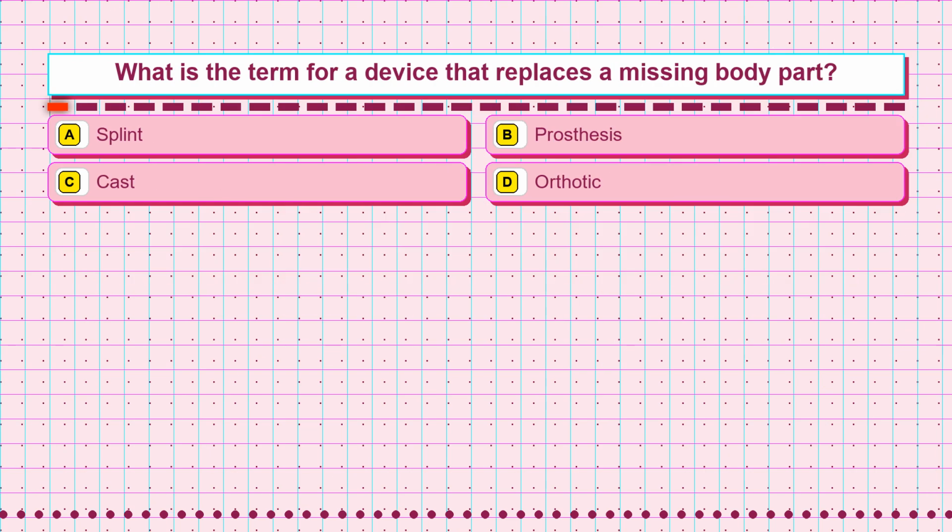Question 50. What is the term for a device that replaces a missing body part? Option A, a splint. Option B, prosthesis. Option C, cast. Option D, orthotic.